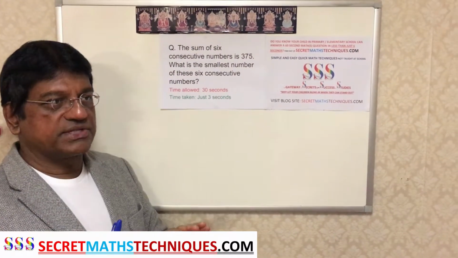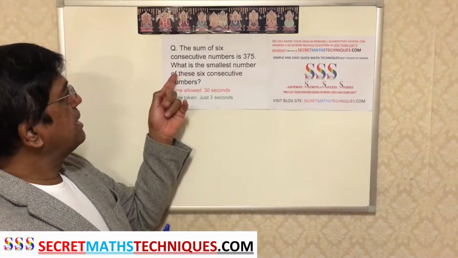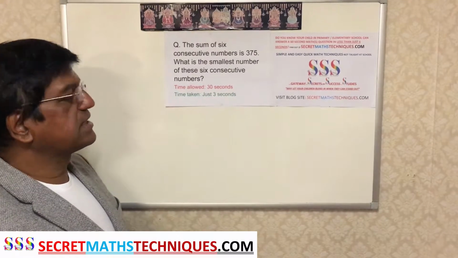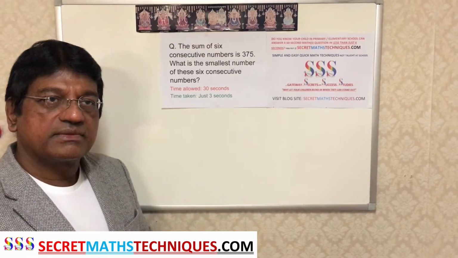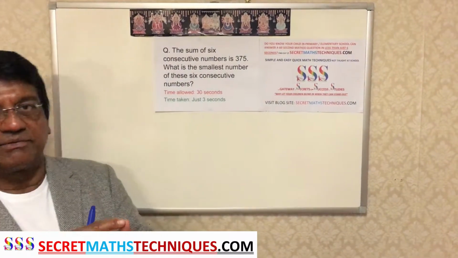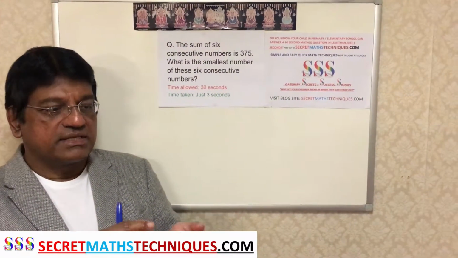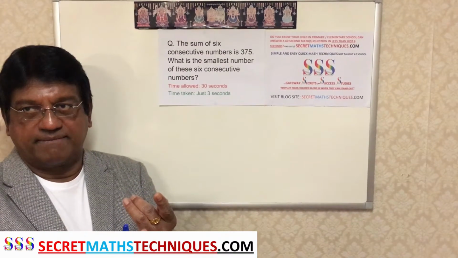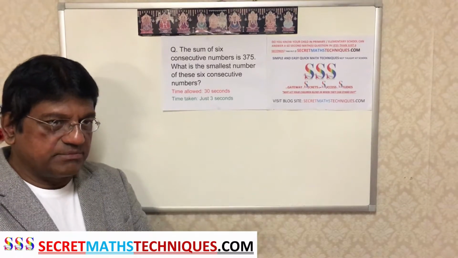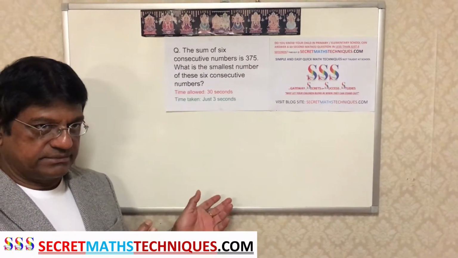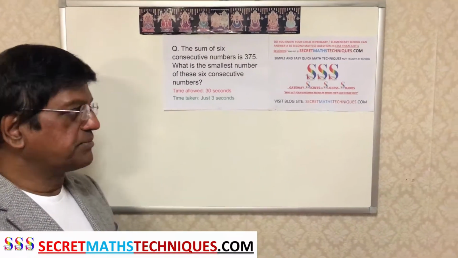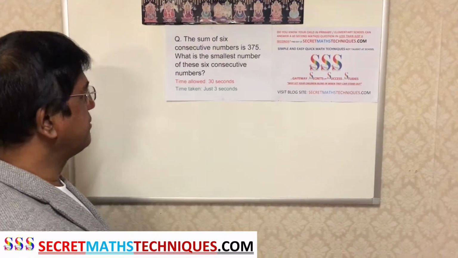So what does the question ask you? It is, what is the smallest number of these 6 consecutive numbers? That is what is asked. So in my example of 40, 41, 42, 43, 44, 45, the smallest is 40. You got the idea. But that is not the answer. This is just an example for you to understand the question. Now we go through the technique to do that in 3 steps, or possibly 2 steps is enough in my view.